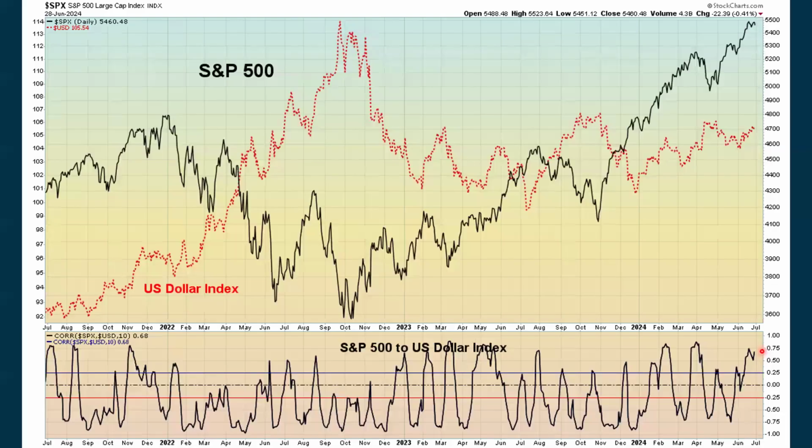Now we look at some correlations, the S&P to the dollar, and they're having a pretty strong tendency right now anyway to go in the same direction, which is strange. Usually the stock market likes a weaker dollar, and so we would see this going in opposite directions, but right now they're tending to go in the same direction.